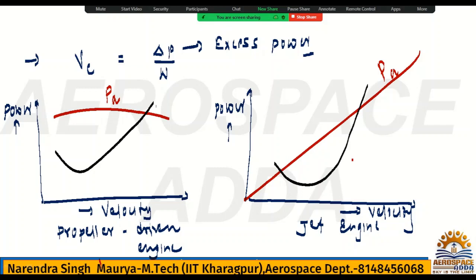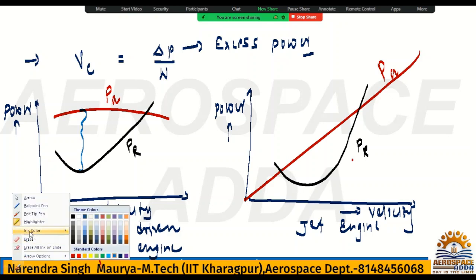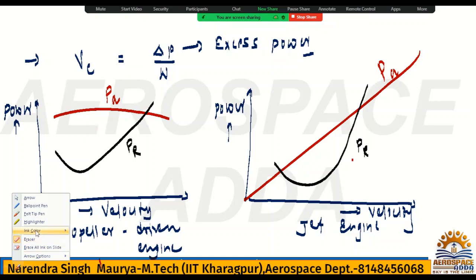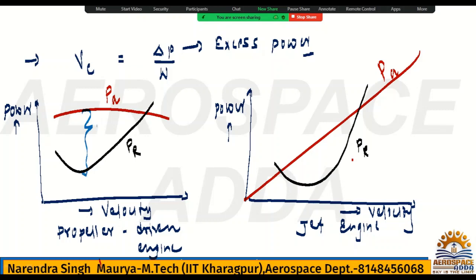This is PR. Okay, so what is the excess power? Now what is the excess power? Here this is the excess power. I mean the difference between available power and required power is nothing but PA minus PR, and this is nothing but delta P. Similarly here also, this is delta P, which is nothing but excess power. Yes or no? Both cases. Understood? This is the excess power.